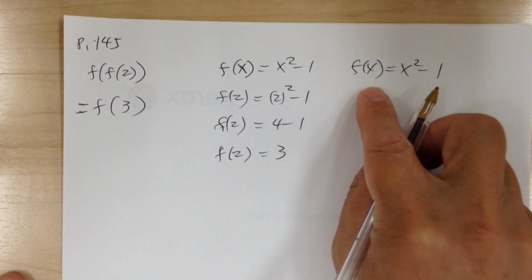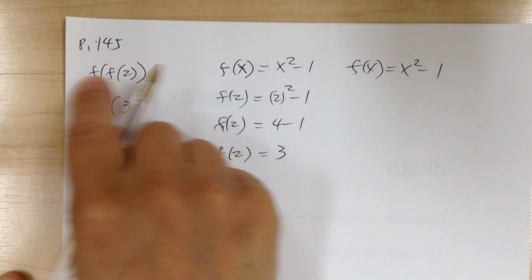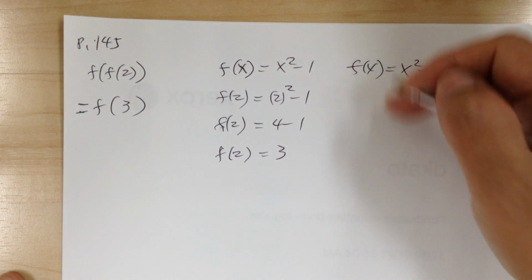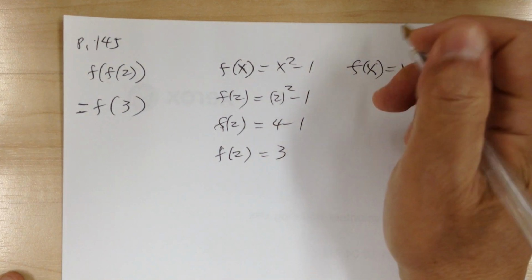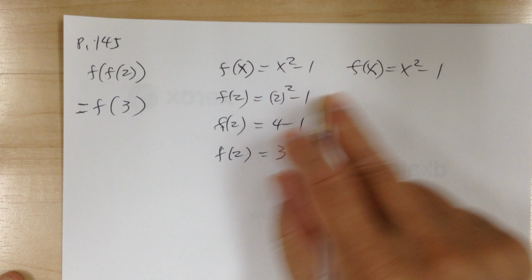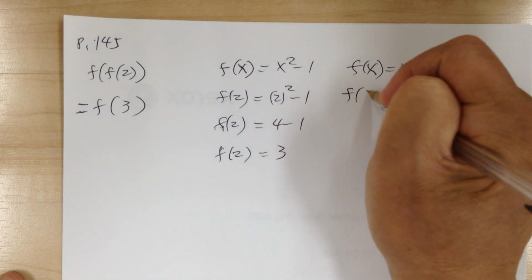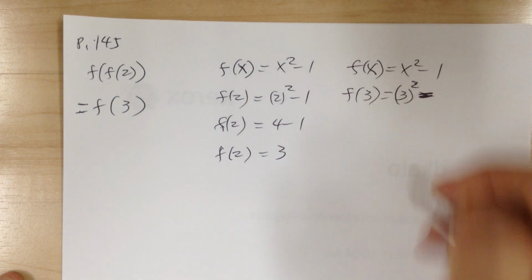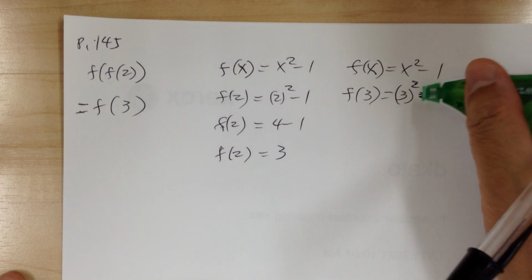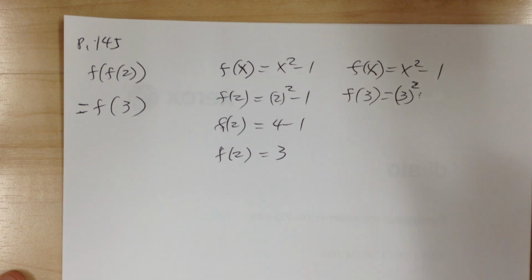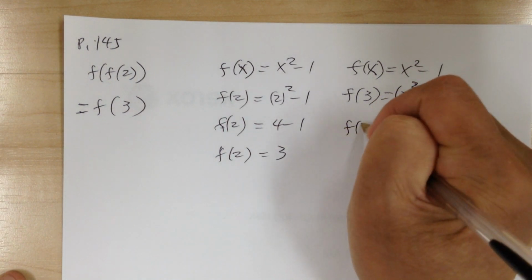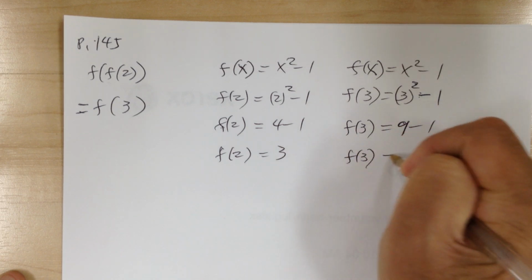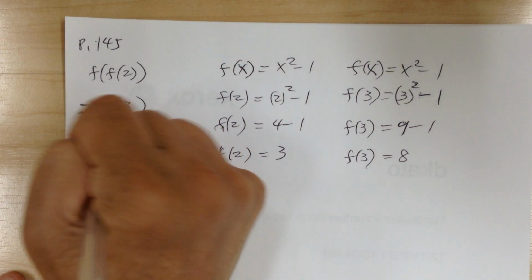Okay, so now I'm going to use the second one. Because both are f, that's why I'm using both f's. I'll just write it down so you've got room to work underneath and it helps you keep your thoughts together so you don't get confused. So now it becomes f of 3. So I'm going to do f of 3 equals 3 squared minus 1. So f of 3 equals 9 minus 1. So f of 3 equals 8. Okay, so this is equal to 8.